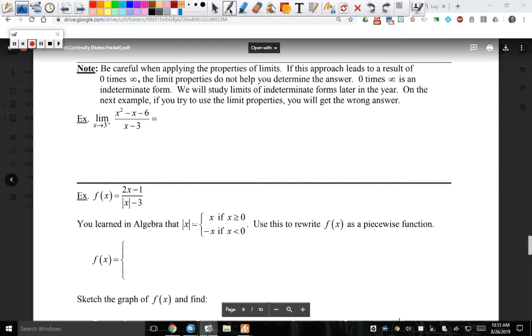Be careful when you apply the limit properties, because if this approach leads to a result that's 0 times infinity, it does not help determine the answer. Okay? If you get this, you gotta keep working. Something's wrong. This goes back to the question that Dylan was asking.